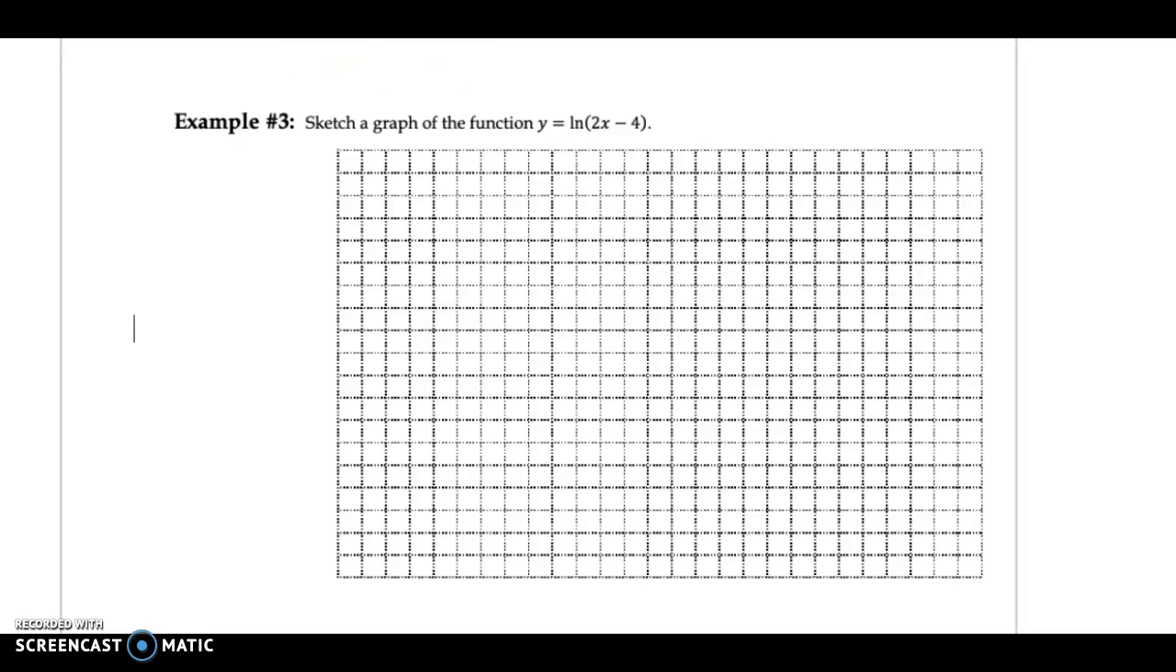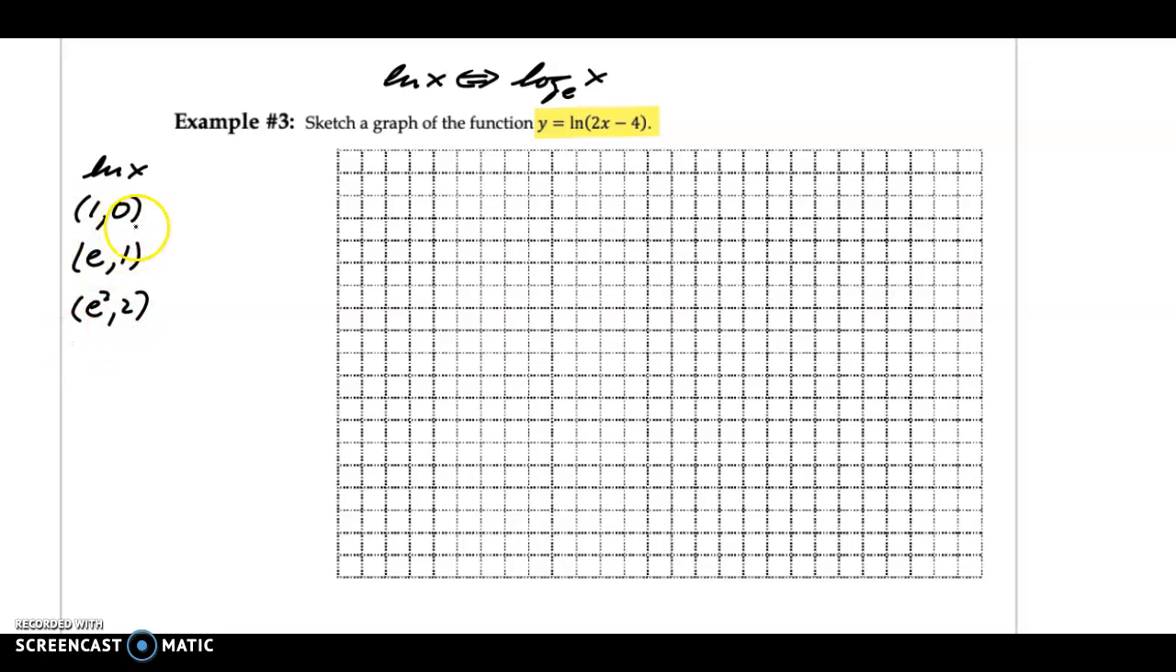Okay, we're going to start with this. Just remember ln x really is representing log base e of x, so it's just base e. So ln x, like every other log, has the point (1, 0). The other one, because it's base e, is (e, 1). The next one is (e squared, 2). Well, there are my 3 points.